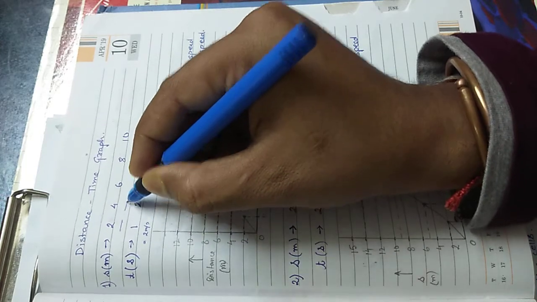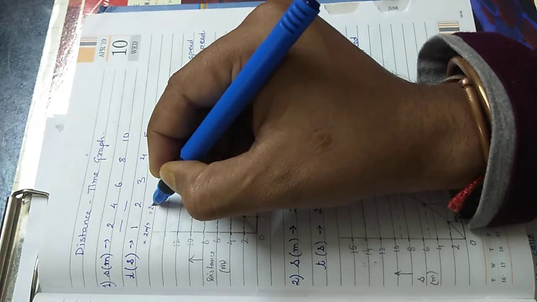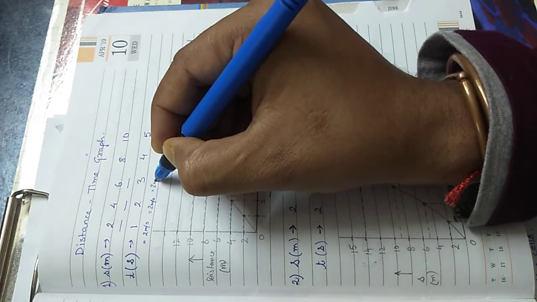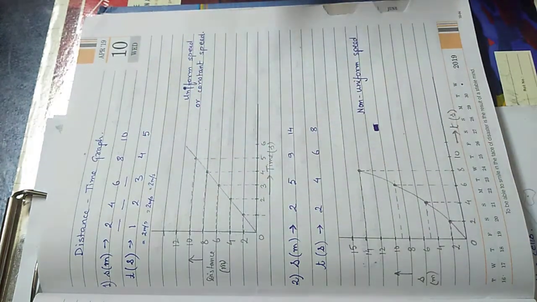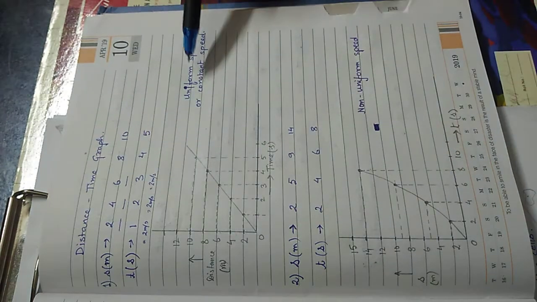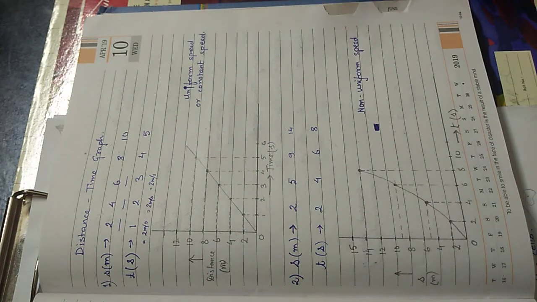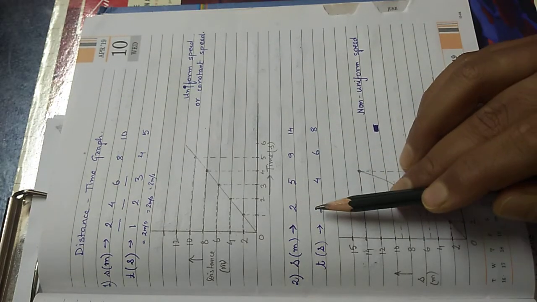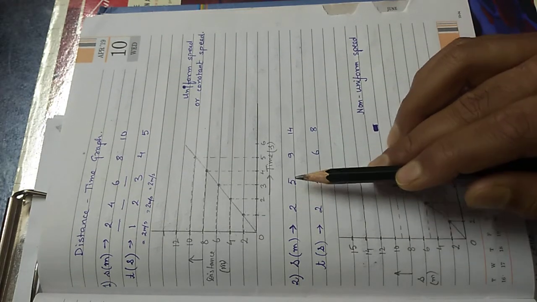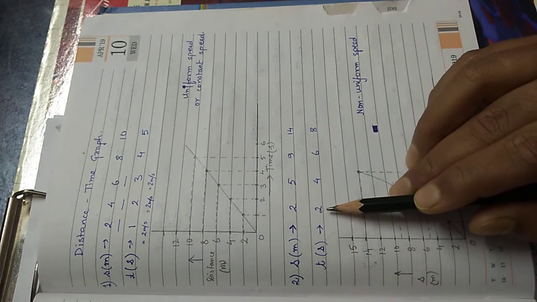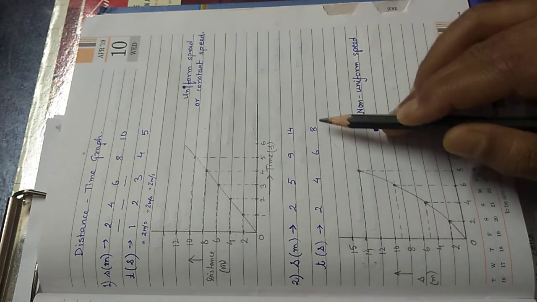Similarly 4 by 2, again the speed will be 2 meter per second. 6 by 3, again the speed will be 2 meter per second. So what we find is that the speed remains constant. So it is a case of uniform speed or constant speed. Next, we come to the second graph. Here I have taken the values as example to be 2 meter, 5 meter, 9 meter and 14 meter. Time interval I have taken 2 seconds, 4 seconds, 6 seconds, 8 seconds.